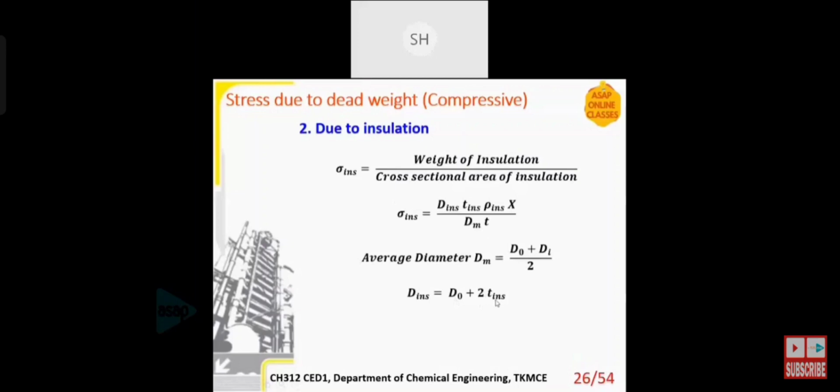So that you can simply understand, if you cut open a cylinder, there will be two thicknesses on either side. So that is 2 into the T insulation, and DO, because we are adding insulation on the outer surface of the vessel. That is why we are considering DO here, the outside diameter.